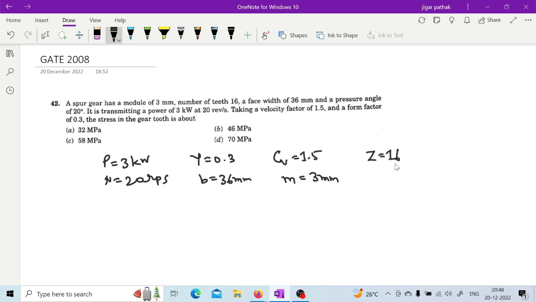So you need to calculate the stress. How will you start?